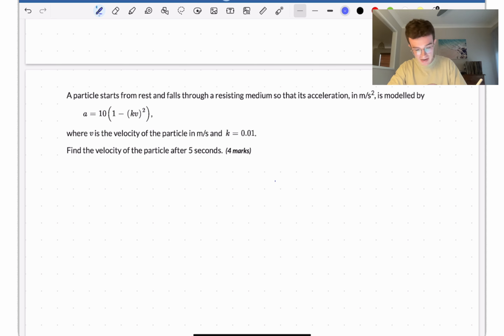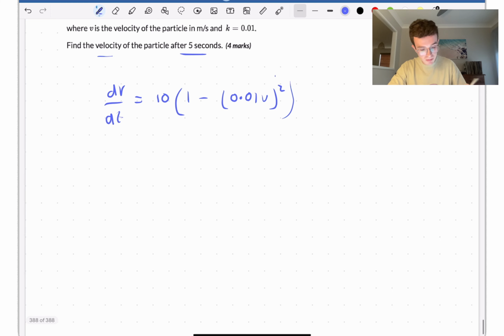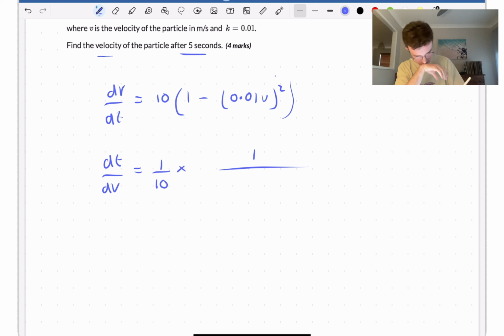Now we want in our answer velocity and we've got time. So we're going to replace this with dv/dt is equal to 10 outside of 1 minus, now k is 0.01, so 0.01 v squared. Now to integrate this, it's in terms of v, so we're going to have to flip it upside down and find dt/dv is 1 over, I might leave the 10 outside of here, 1 over 1 minus 0.01 v squared.